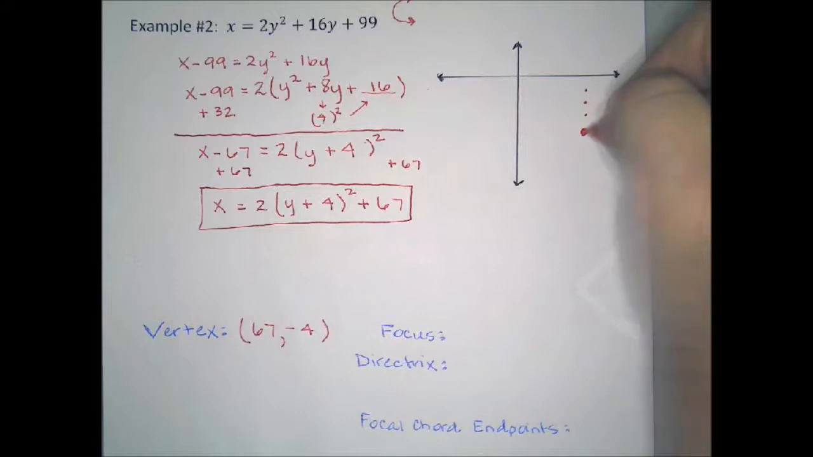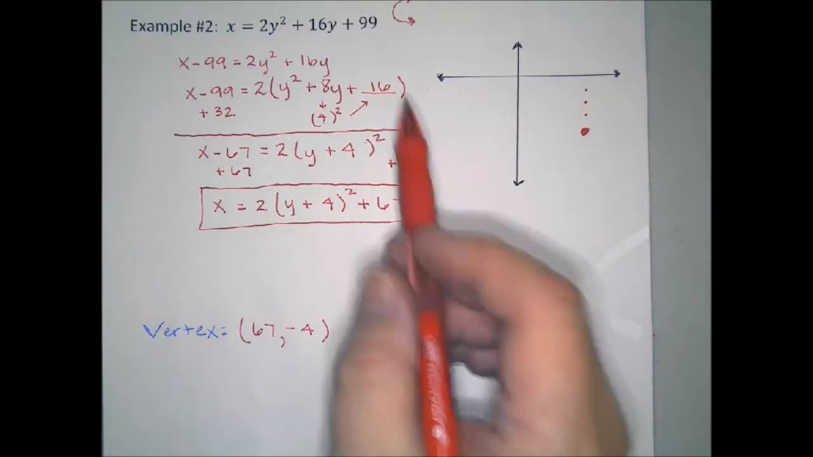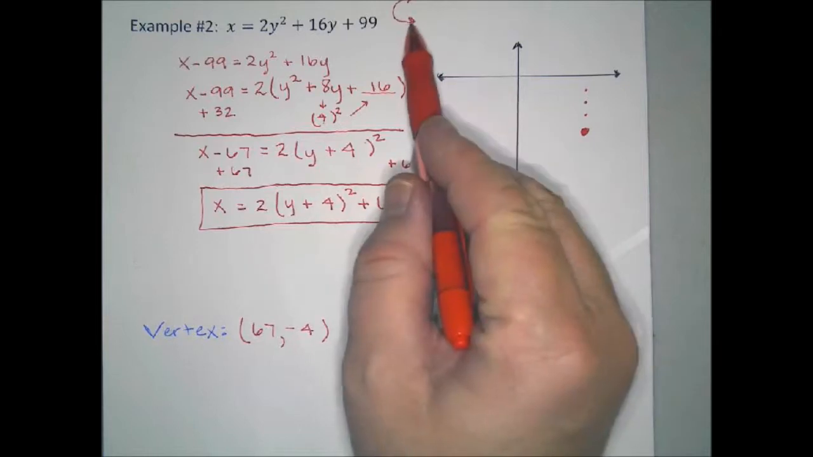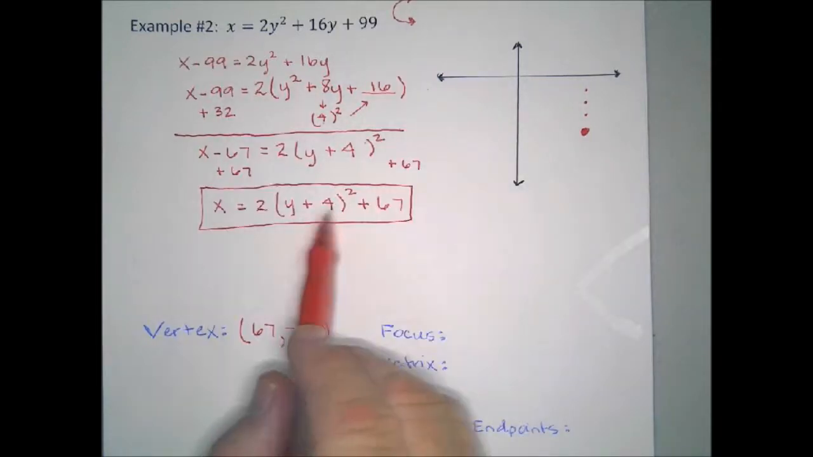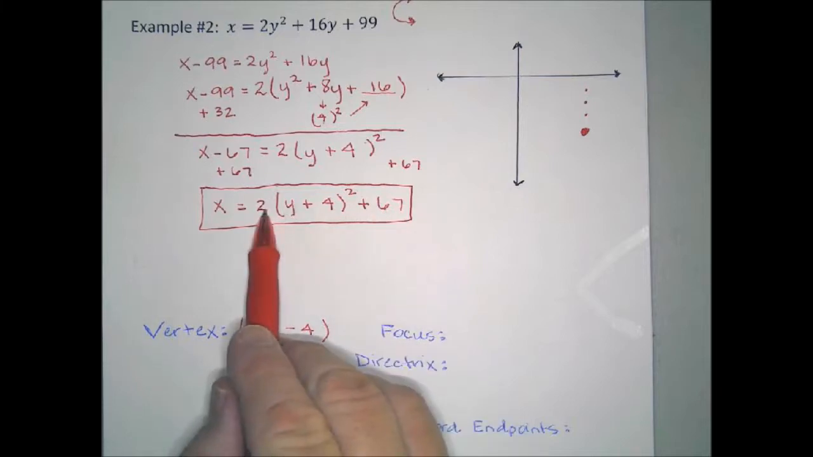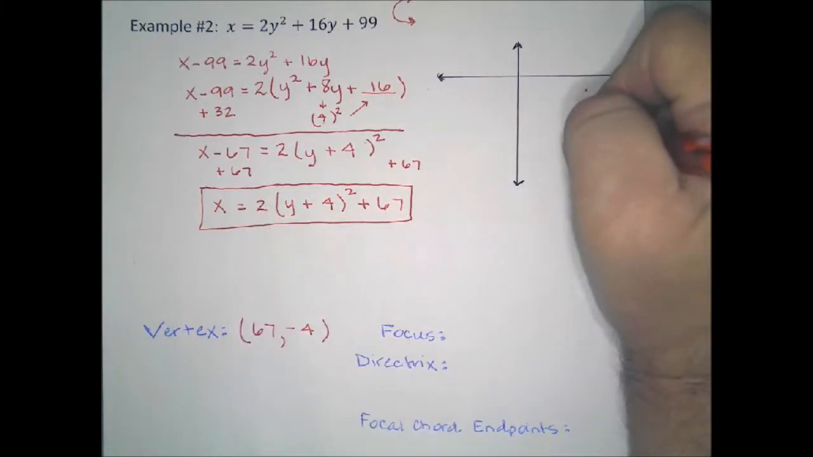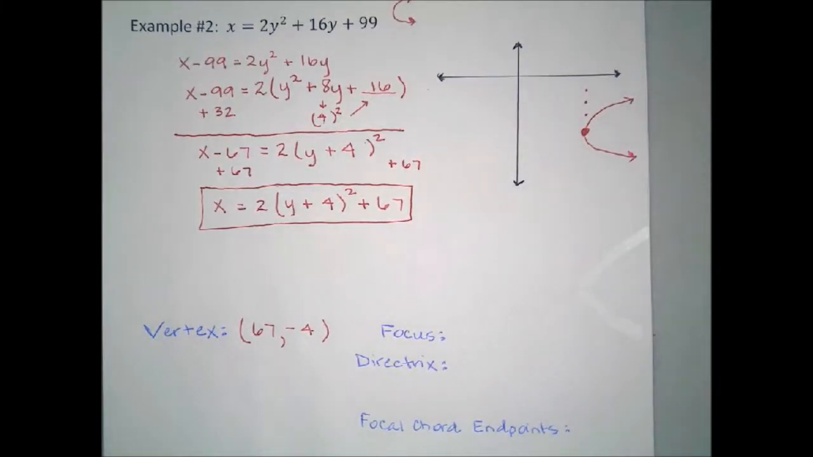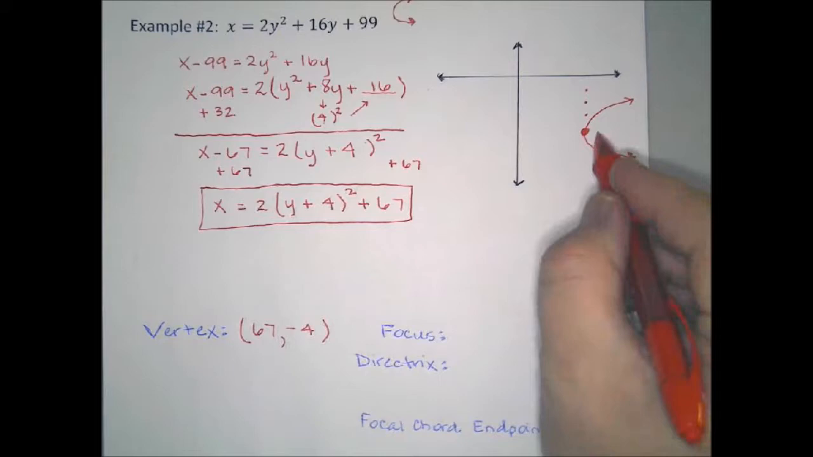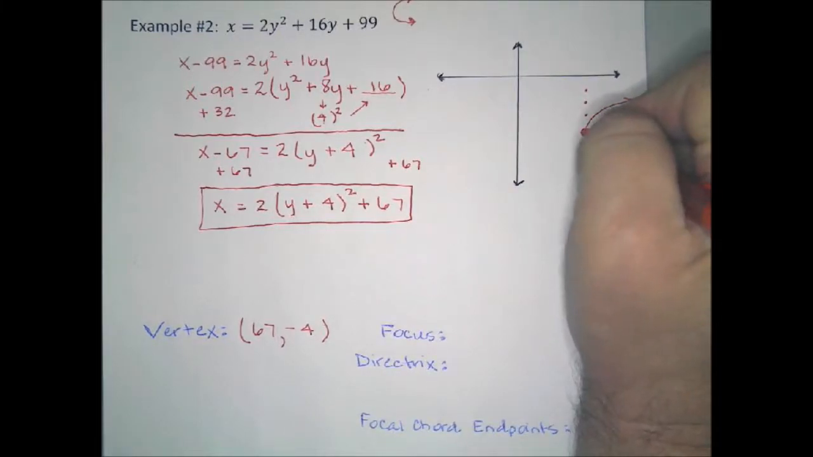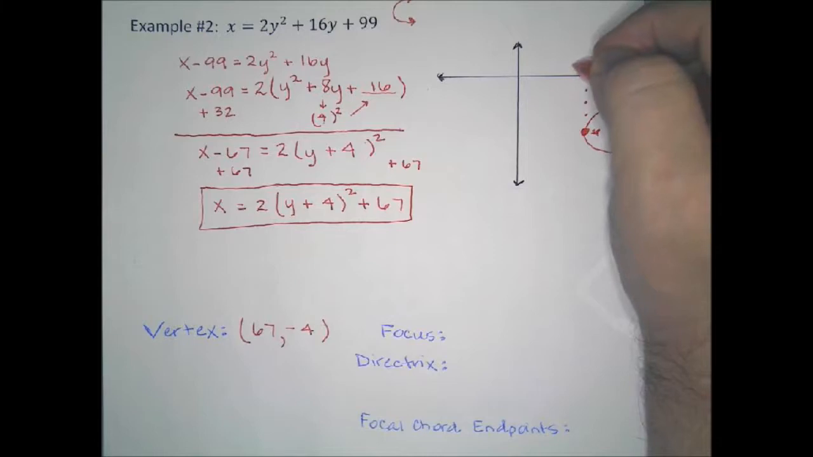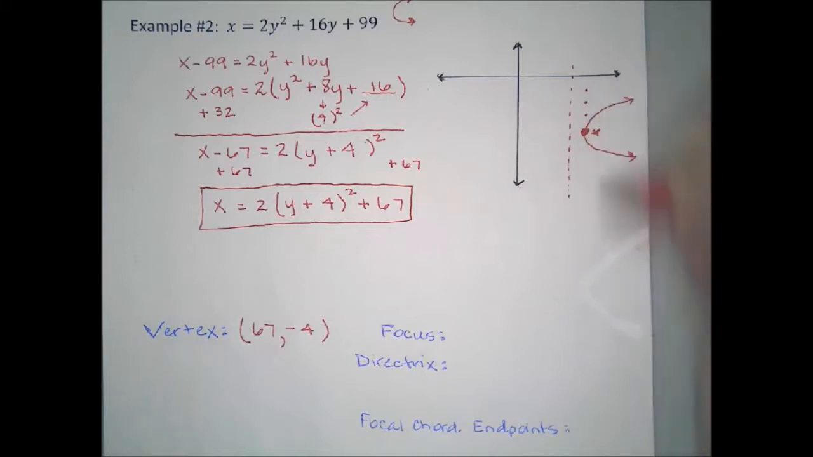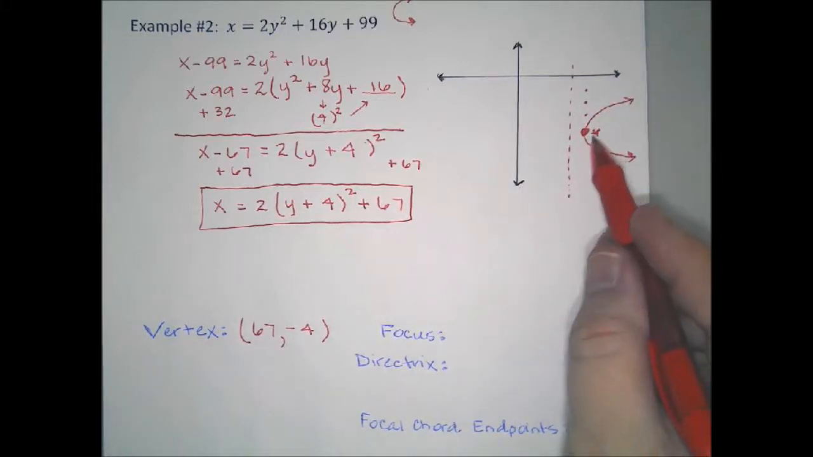So there's my vertex. And remember, from the very beginning, we knew this was a right parabola because of the way the equation is set up. You can see it here too. That's a positive 2. So the parabola opens to the right. Now, we have to find the focal point, which we know is inside here someplace. And we have to find the directrix, which we know runs in back of the parabola. Now, both of those things depend on the C value.